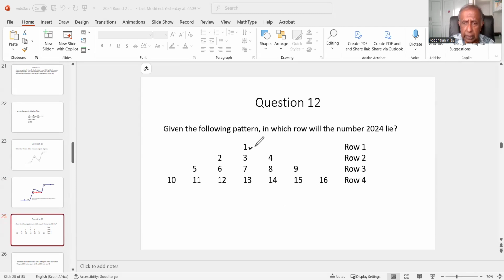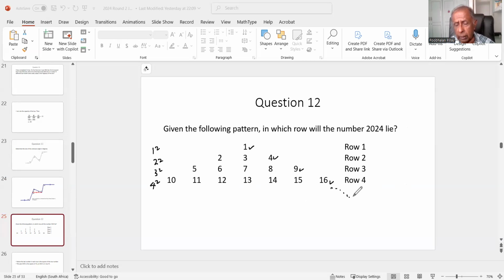But if you look carefully, you'll see the last numbers are squares. So this last number is 1 squared. Here, in the second row, the last number is 2 squared. In the third row, the last number is 3 squared. In the fourth row, the last number is 4 squared. So now 2024, you want to know what the nearest square to 2024 is. So it'll have to be in that row, right?